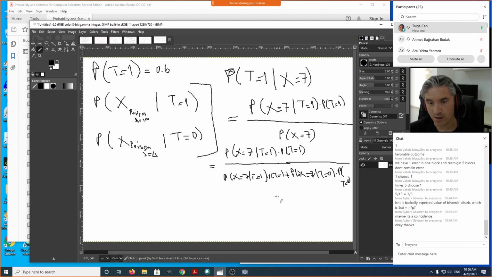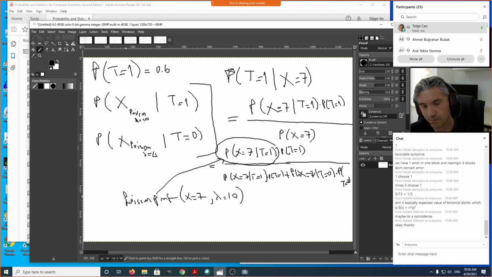First of all, the conditional probabilities here: when there's a thunderstorm, what is the probability that x is equal to 7? This is directly the Poisson PMF, where lambda is equal to 10 when there is a thunderstorm. We just find the probability mass function for x equals 7 when lambda is equal to 10. That is that probability. We multiply by whatever we find there.